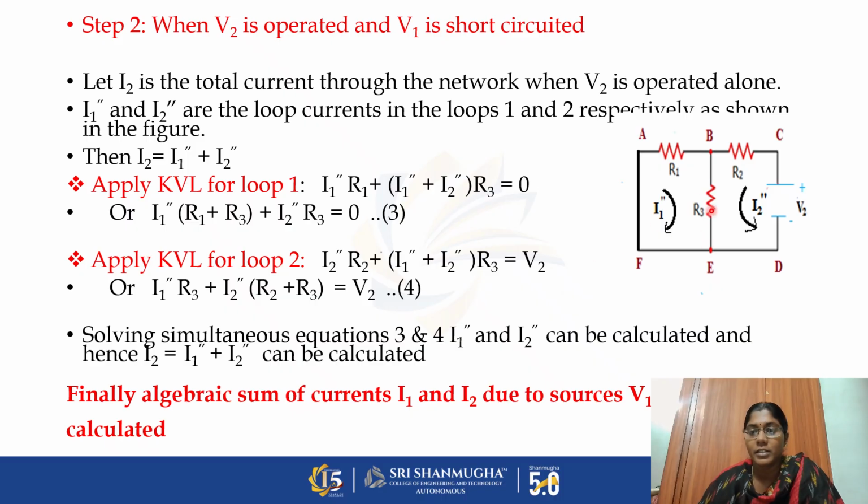Here, look at the direction of the currents flowing through R3. Both currents I1 double dash and I2 double dash are flowing from up to down, so you can mark them as plus. You can sum up the currents, (I1 double dash plus I2 double dash) into R3, which is equal to, since the current is flowing through the voltage source towards the positive terminal, V2.